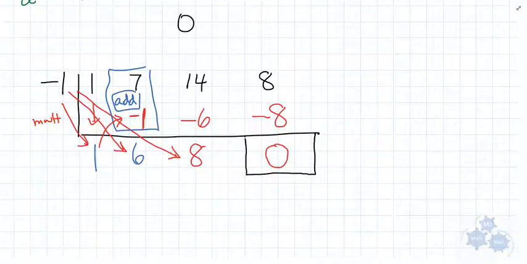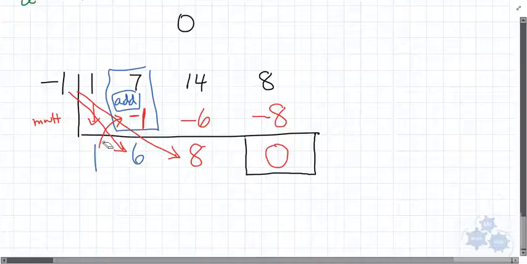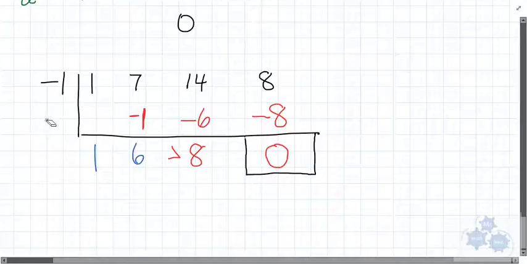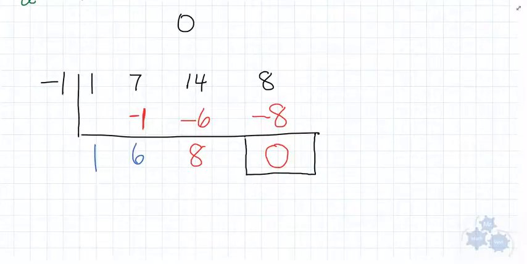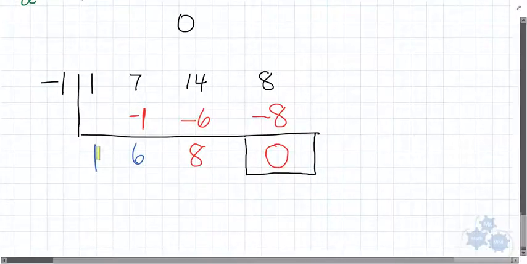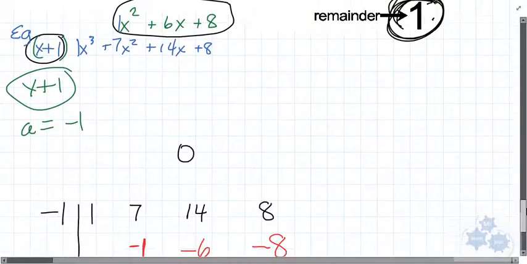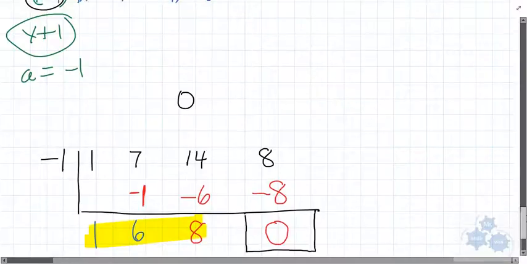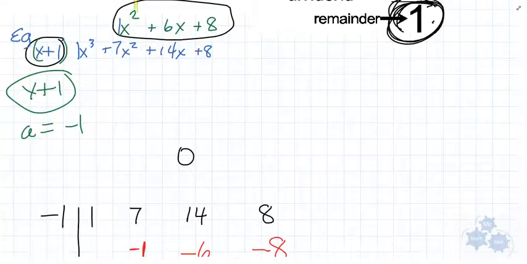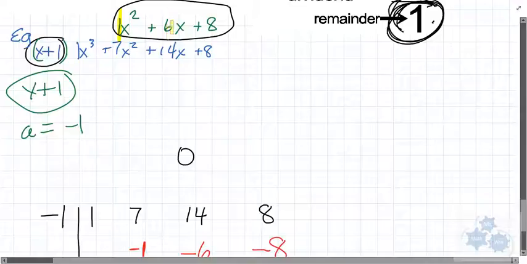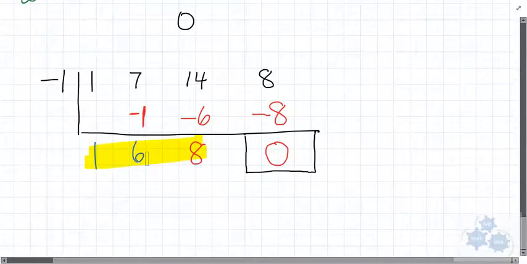All right? And the cool thing about this is once you get into this, it goes pretty quick, right? You can kind of imagine this goes really quick. And the other thing is this group of numbers right here are really important. What do you think that group of numbers represents? Look above. 1, 6, 8. Those are the coefficients for the quotient. Always. And so you know that these are the coefficients.